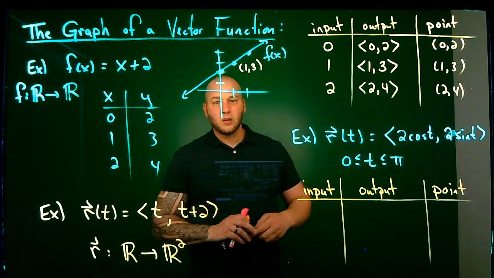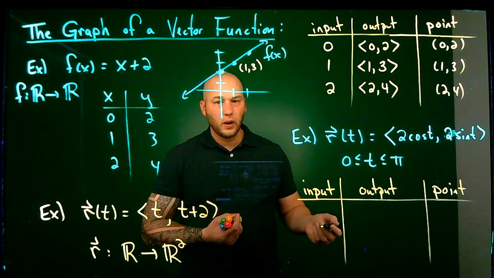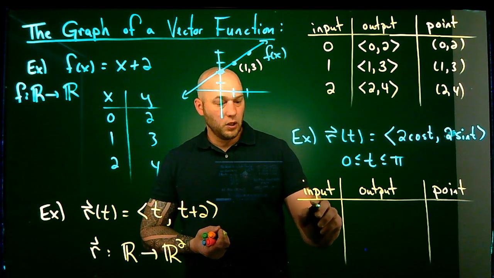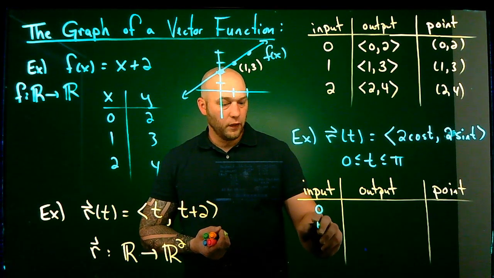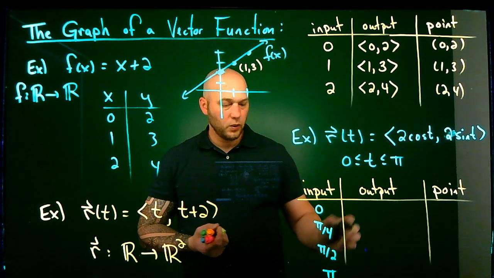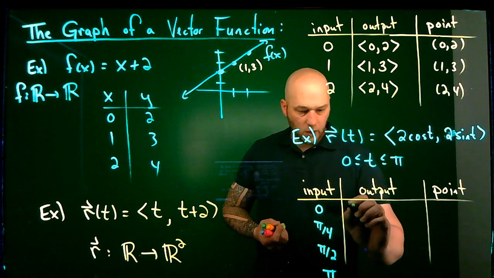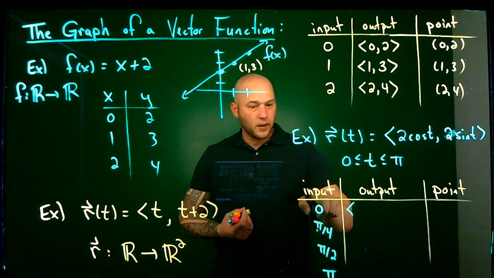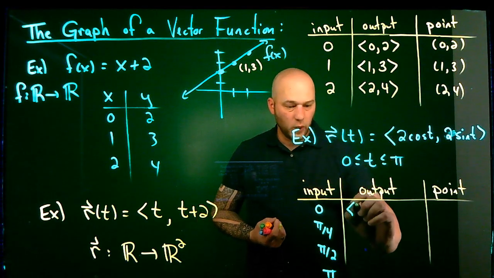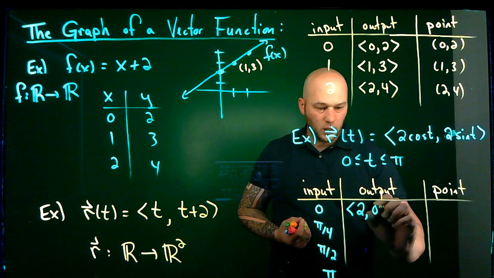Well, let's pick some simple values for t, right? I'm not going to pick pi over 7 or the square root of 19. Let's pick something like t equals 0, and then t equals pi over 4, and then pi over 2, and then pi. We'll just pick 4 points. What is the output? Well, the output is going to be the vector that has the t value 0. So 2 cosine of 0, which would be 2, and then 2 sine of 0, which would be 0.